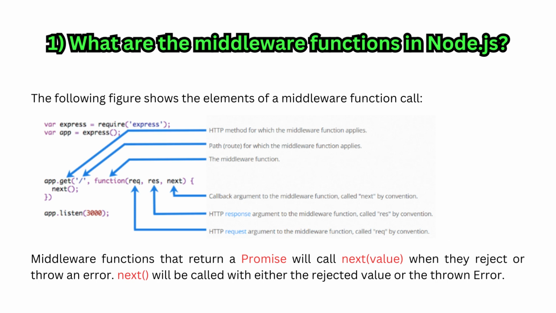Here we see: 1. GET is an HTTP method, and / is the path for which the middleware function applies. 2. Function is the middleware function which accepts HTTP request, req, response, res, and next as the callback argument. Middleware functions that return a promise will call the next value method when they reject or throw an error. Next will be called with either the rejected value or the thrown error.